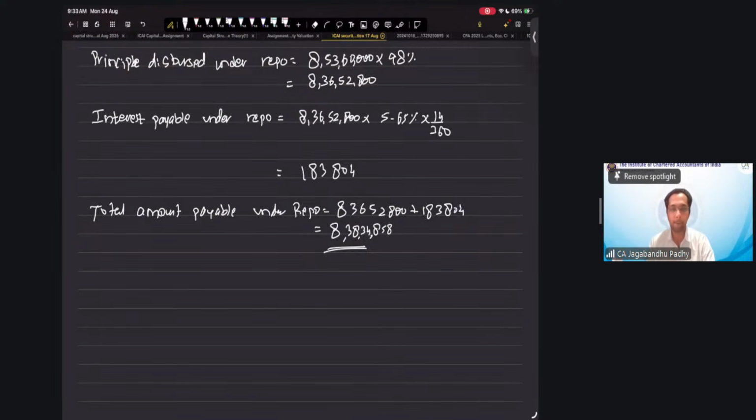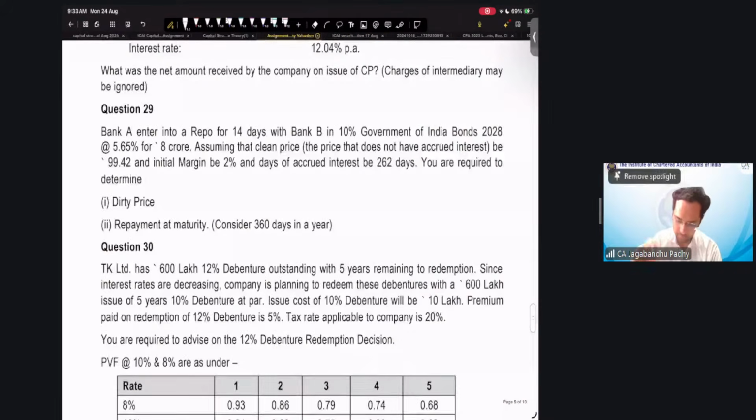Okay, that's the repo transaction. Sir, in this, the 2% commission is there, no? That is between RBI and bank. If it happens between bank to bank, will the 2% commission be there? No, it's not a commission. It's a margin.